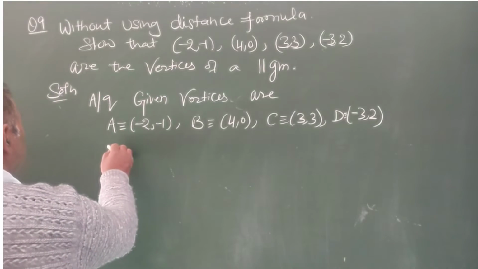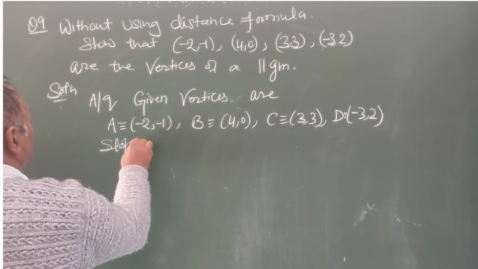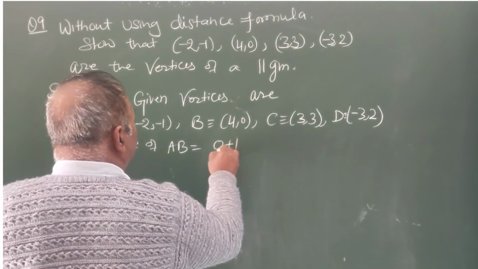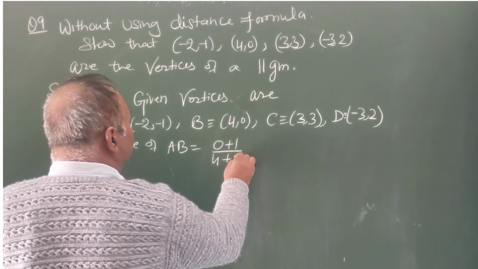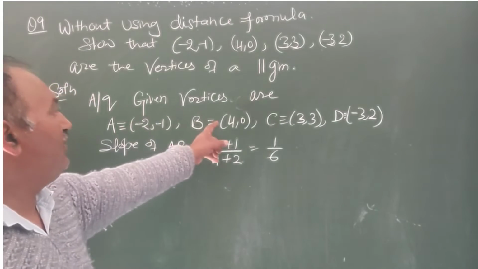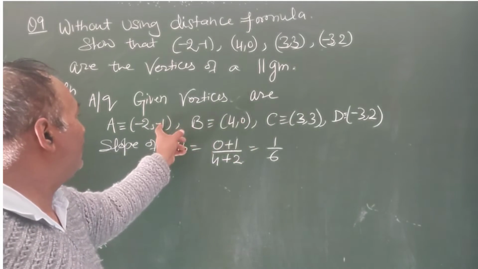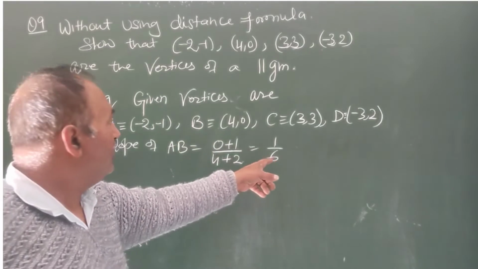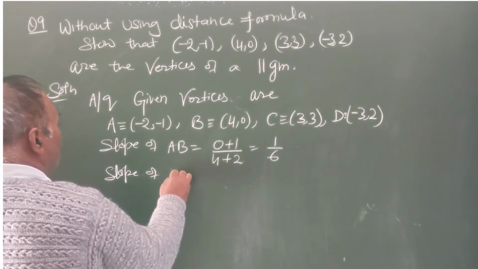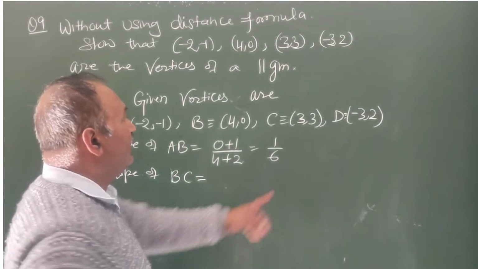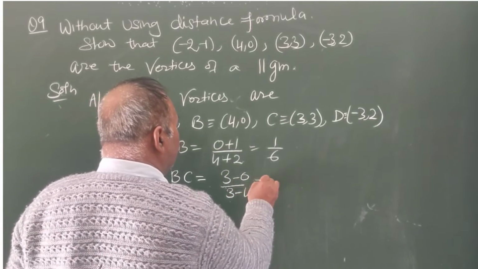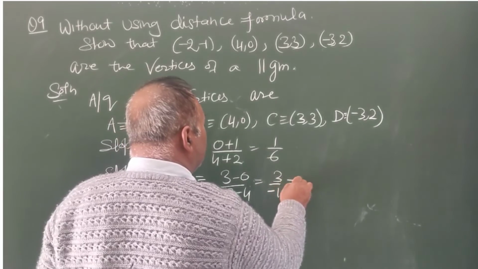So let us discuss slope of AB, which is equal to 0 plus 1 upon 4 plus 2, that is 1 by 6. This is the slope of AB by applying the formula y2 minus y1 upon x2 minus x1. Slope of side BC is 3 minus 0 upon 3 minus 4, that is 3 upon minus 1, that is minus 3.